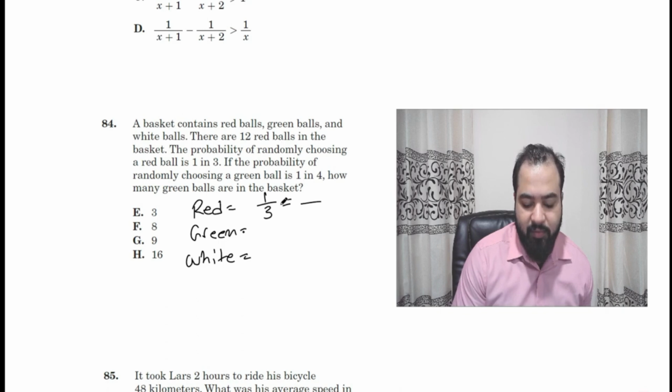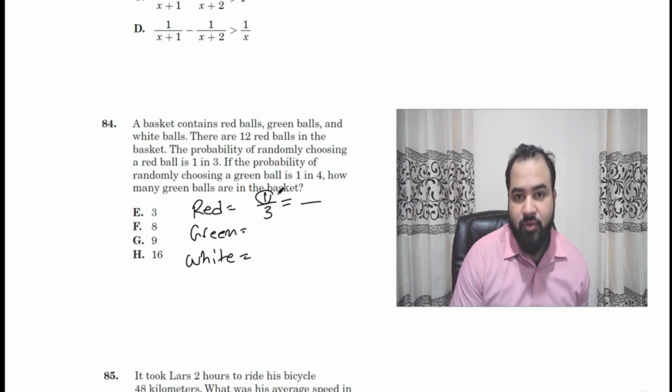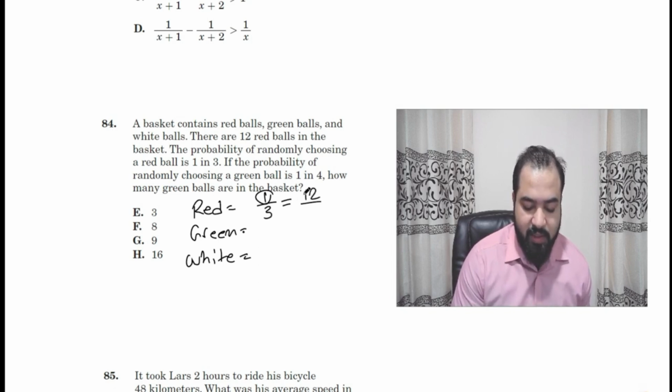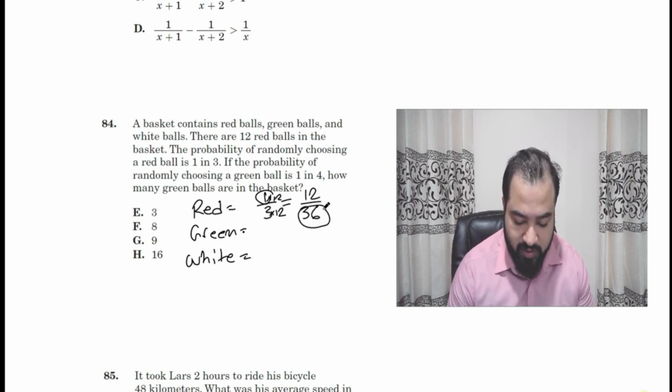The probability of picking red is 1 out of 3. It doesn't mean that I have only one red. I have 12 reds, so it should be 12 out of the total. So 1/3, if you want to make it like the original fraction, we can multiply both top and bottom by 12. So originally the fraction was 12 out of 36. So we have a total of 36 balls.